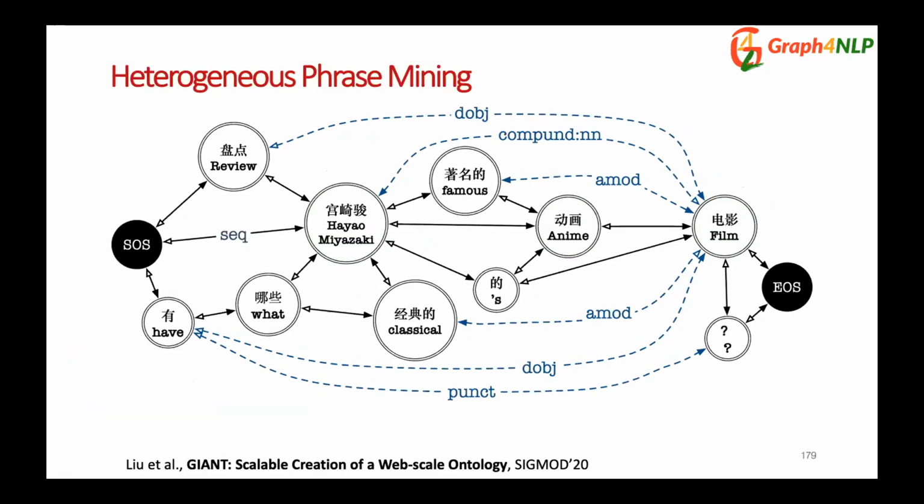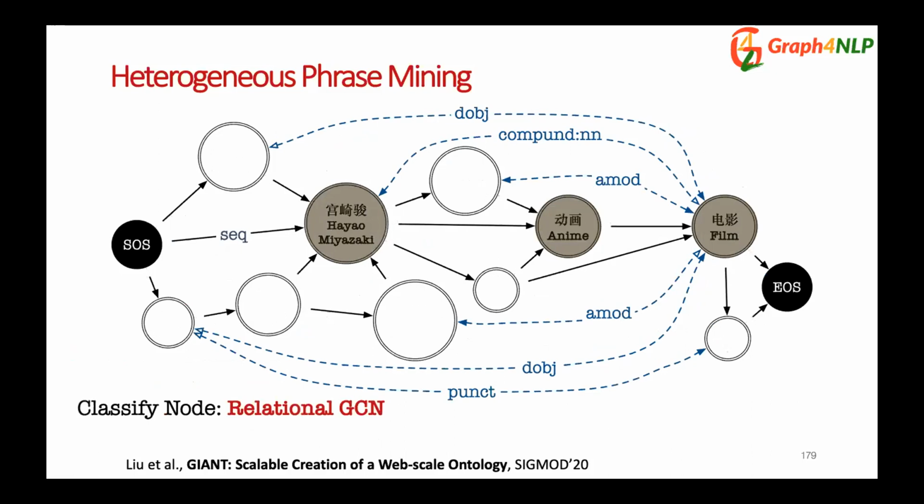And this shows how we actually perform phrase mining. First, we classify whether each word belongs to the output phrase, for example, belongs to the concept or the event. Basically, this is a node classification problem, and we model it with a relational graph convolutional network.